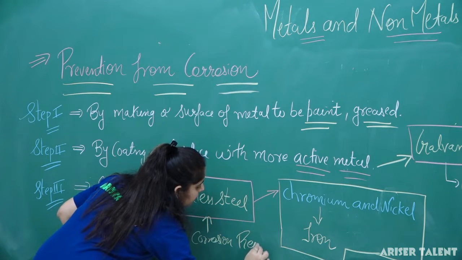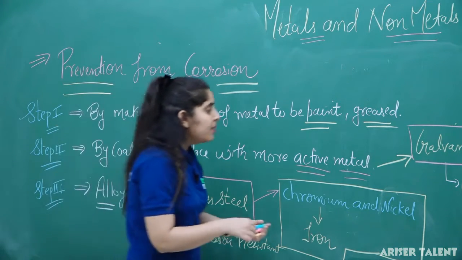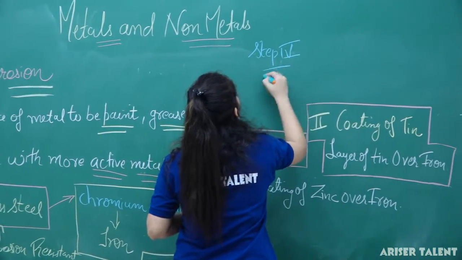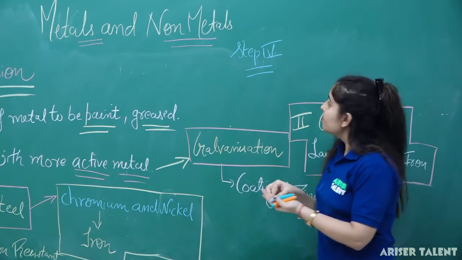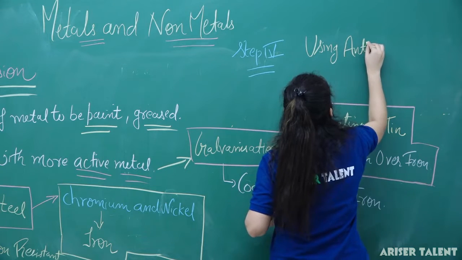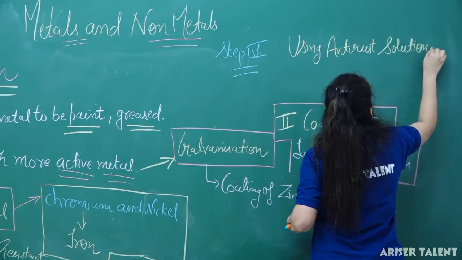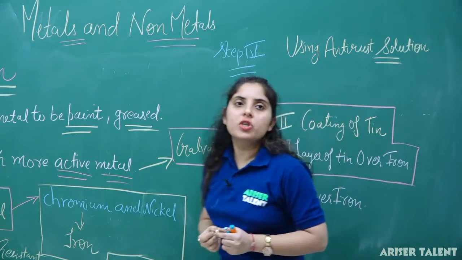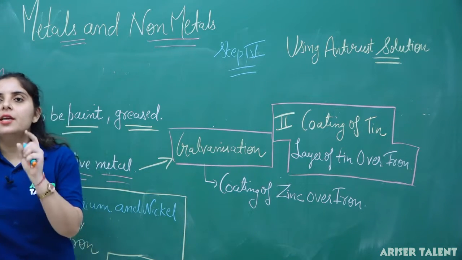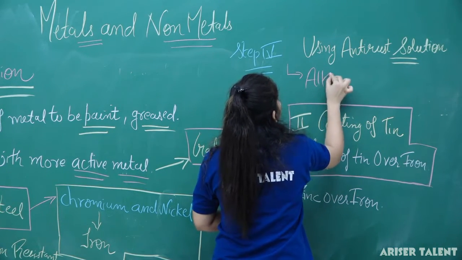Now our last step for making the substance rust free or corrosion free will be using anti-rust solutions. Anti-rust solutions are basically alkaline phosphate solutions which are used to prevent rusting. Therefore, these are known as anti-rust solutions. So, its basic example will be alkaline phosphate.